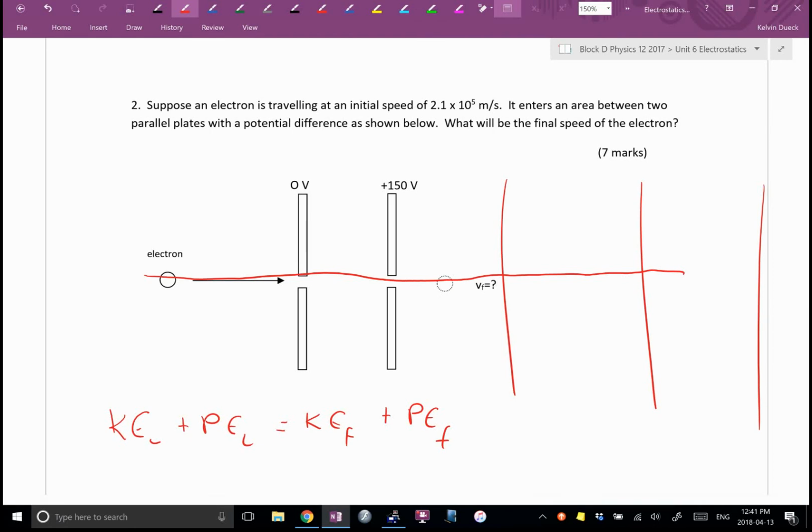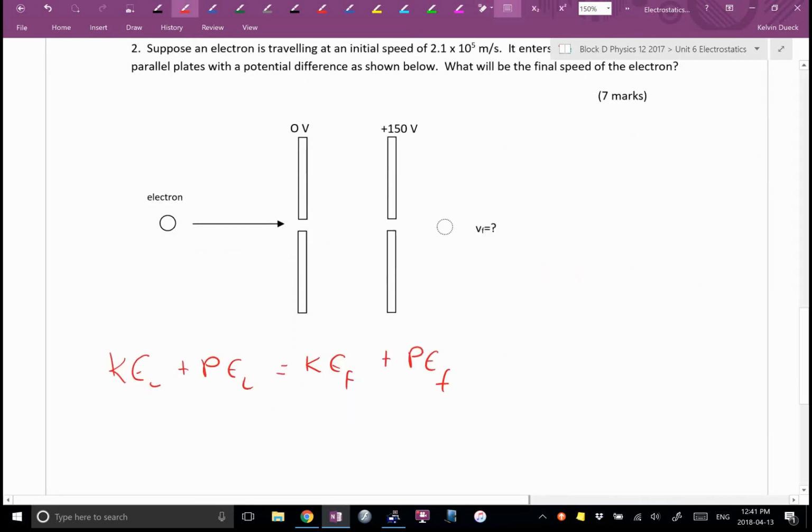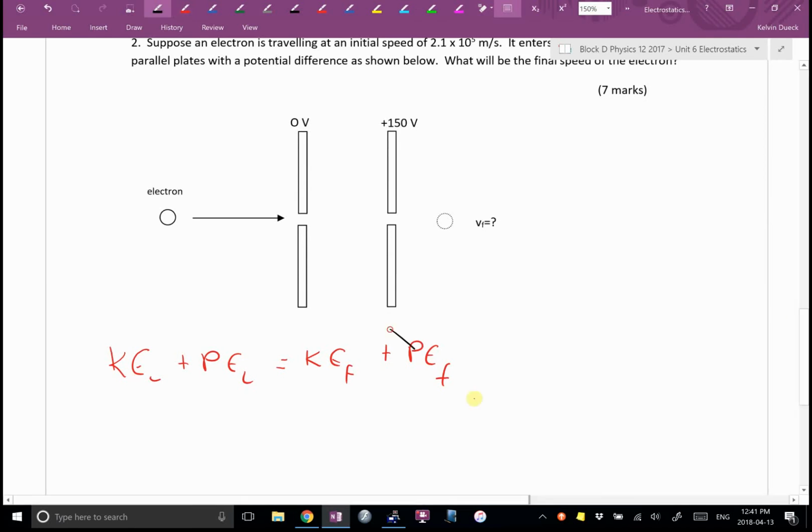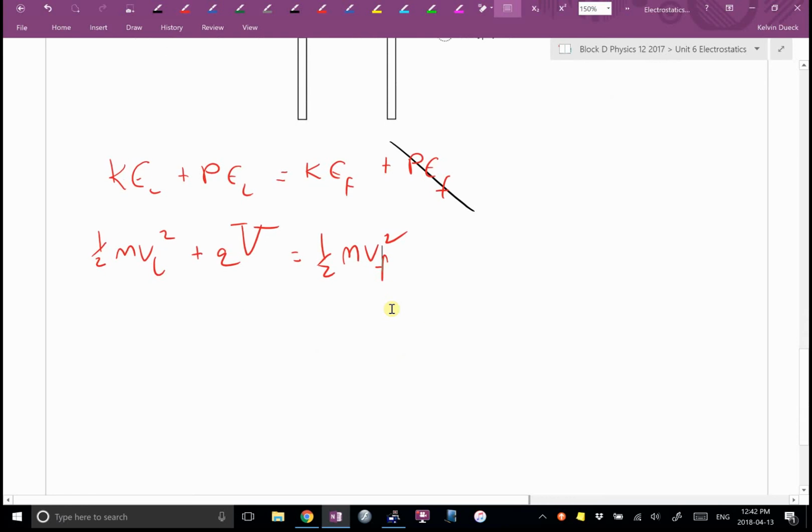Yeah, you can also not just accelerate particles, you can slow down particles. We've got a lot of control over subatomic particles now with parallel plates. Here, the potential energy final is 0, because once we get there, we've used it all up. We have a half m v initial squared plus q V equals a half m v final squared. This is right around my threshold of getting stuff by itself.